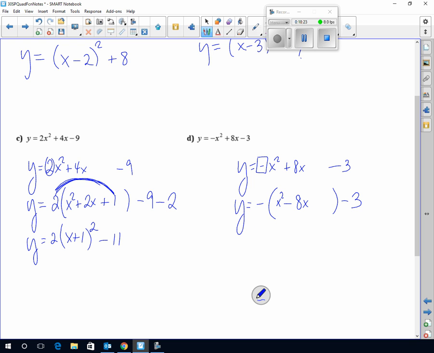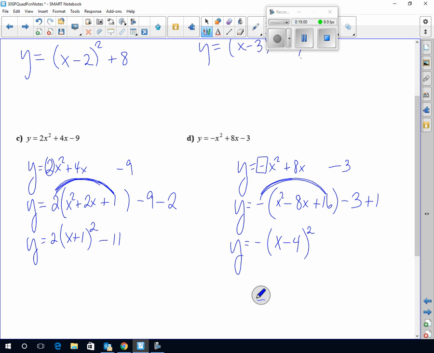Gotta watch. Okay, now we're doing half of minus 8. What's half of minus 8? Minus 4. If I square it, what do I get? A plus 16. But really, what did I actually just do there? I actually subtracted the 16 if you look at it. So what do I have to do to compensate? I need to add 16. So then what's negative 3 plus 16? Plus 13.